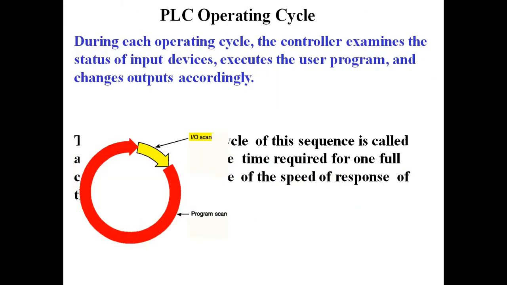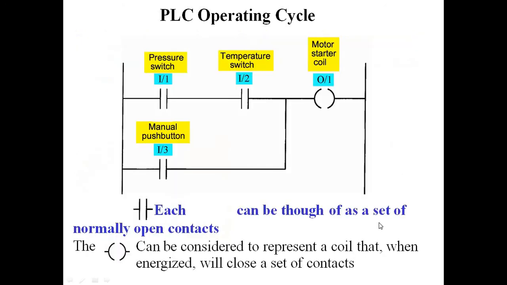Here the PLC operating cycle. During each operating cycle, the controller examines the status of input devices, executes the user program and changes the outputs accordingly. Here the sequence is called the scan time, the time required for one scan, which determines the speed of response of the output. Input output scan, here the program scan.